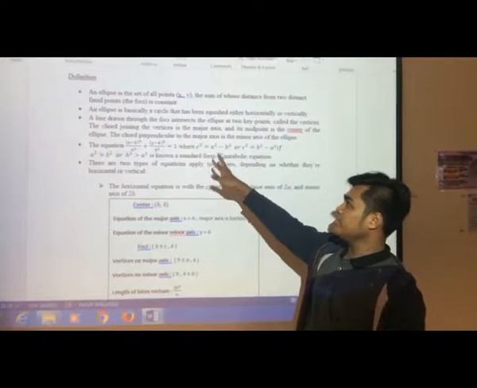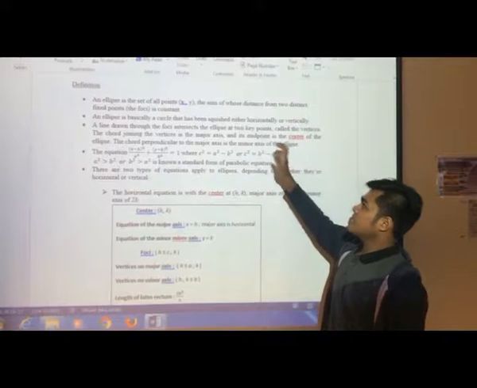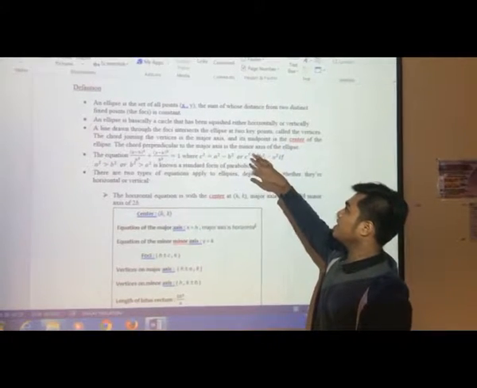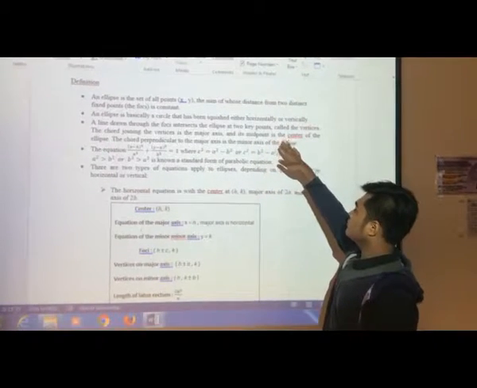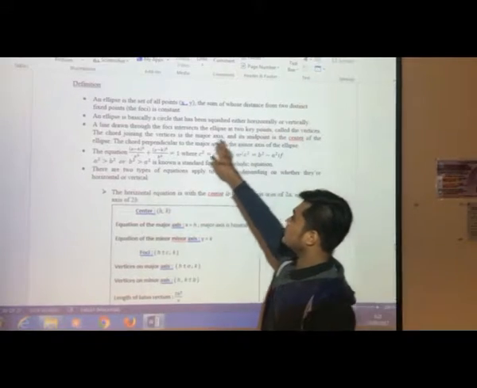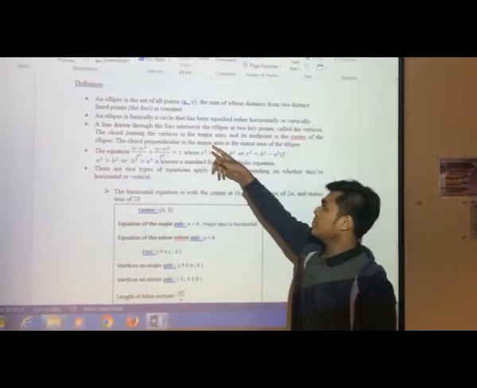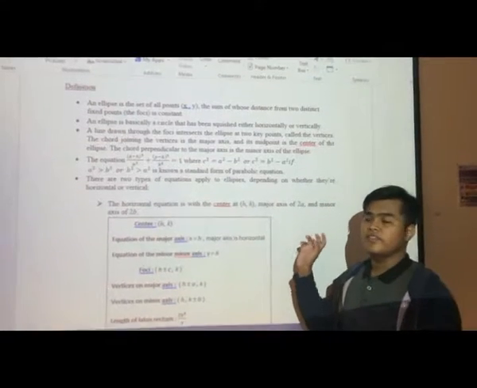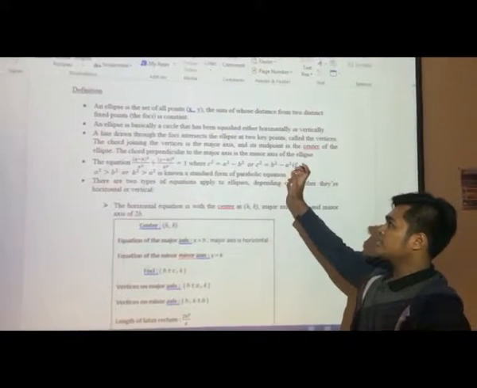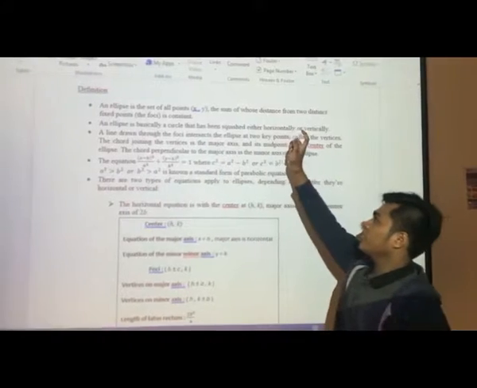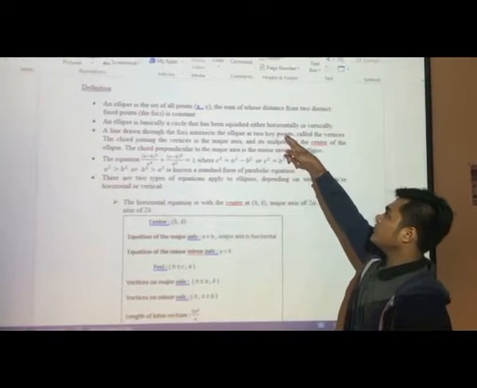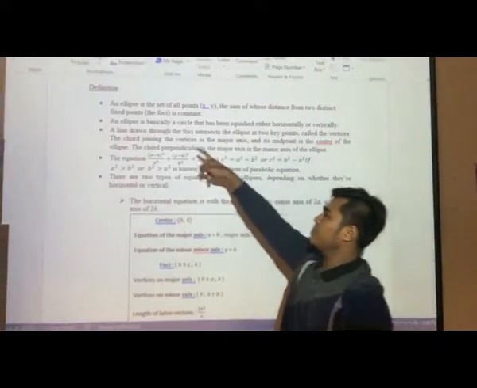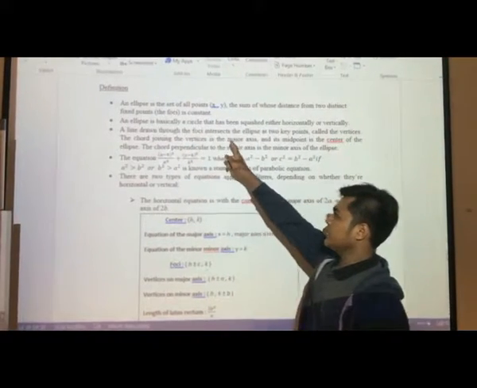Okay, the definition of ellipse is the set of all points x, y, the sum of whose distance from two distinct fixed points is constant. Okay, the definition of ellipse is the set of all points, the sum of whose distance from two distinct fixed points, the foci, is constant.